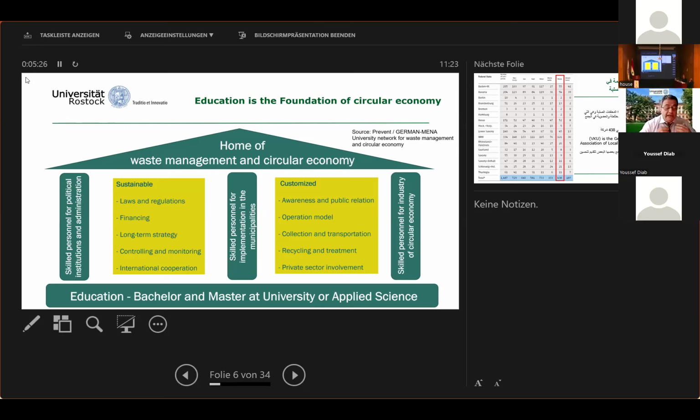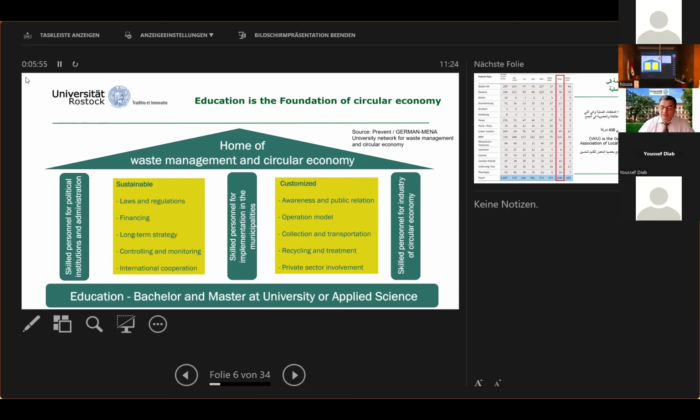So we need skilled personnel for the political institutions and for the administration to develop the regulations, the financing, and the long-term strategy. When we speak about strategy, we should think about 50 years ahead. It's not enough to think about short-term strategy. Waste management is a long-term strategy. Monitoring, international cooperation. This conference today is part of international cooperation.